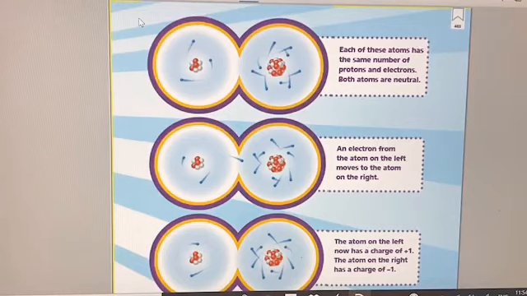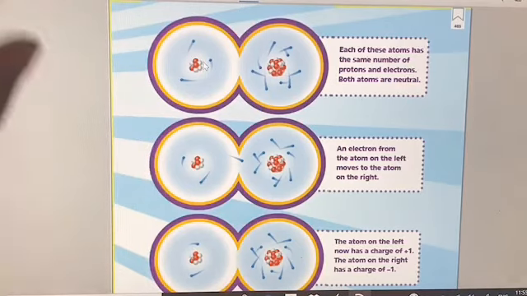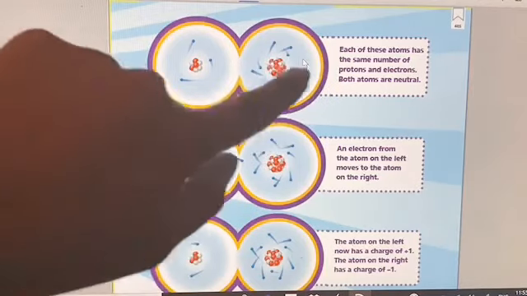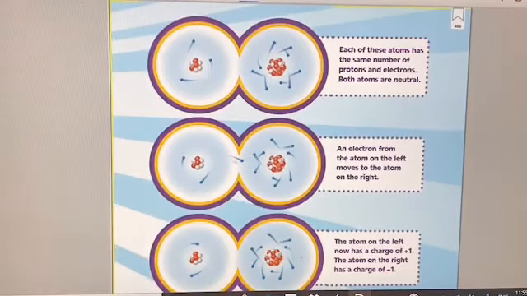So definitely, if an atom has the same number of positive and negative particles, I say the atom is equal. No charge. I cannot say this atom is positive or this atom is negative. On the left side, all of them are equal, and the right side also is equal. Now let's see the second one. What is happening over here?